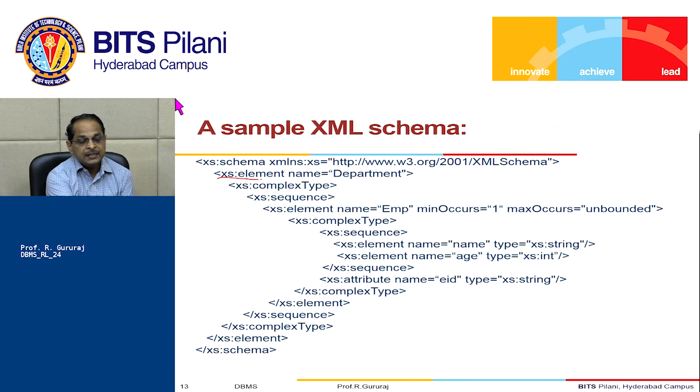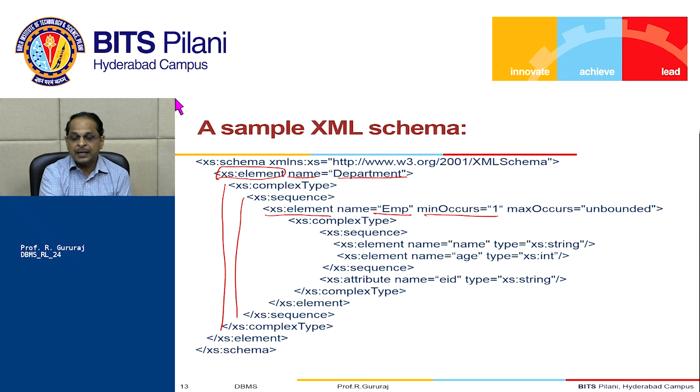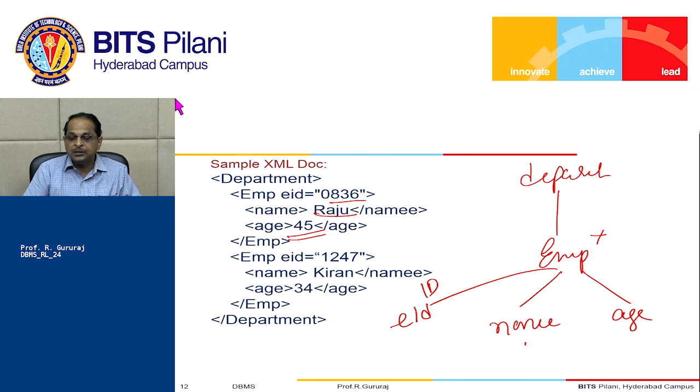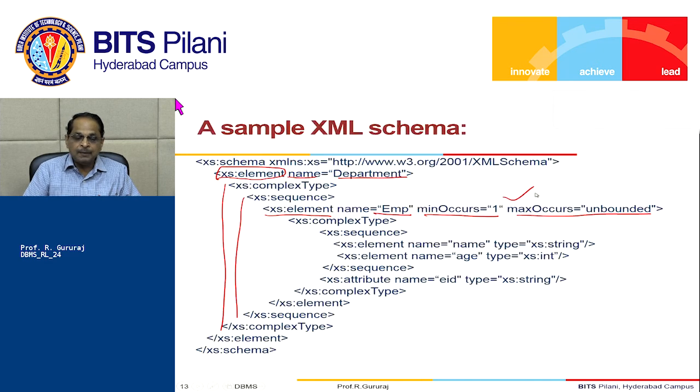Then the first element is xs:element. What is the name? Department, and it is a complex type. And what is the sequence of elements? Again, xs:element, employee is an element. Minimum occurrence is 1, maximum occurrence is unbounded. This is the biggest advantage of XML schema. You can clearly specify the frequency or occurrence of a given element. Is it a simple element? No. If you look at the employee element, it is a complex element.